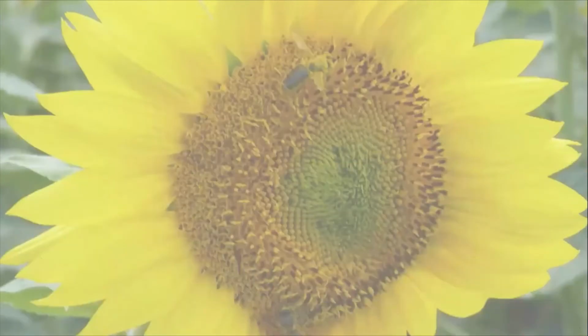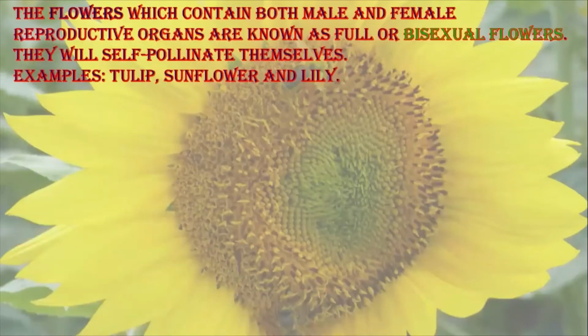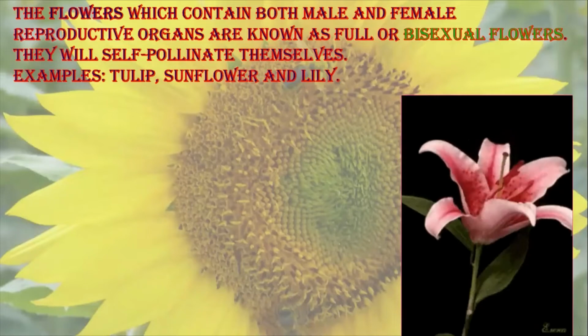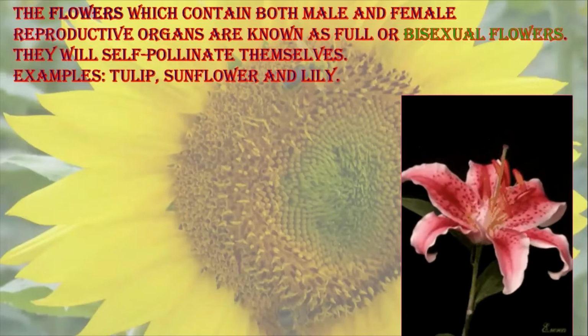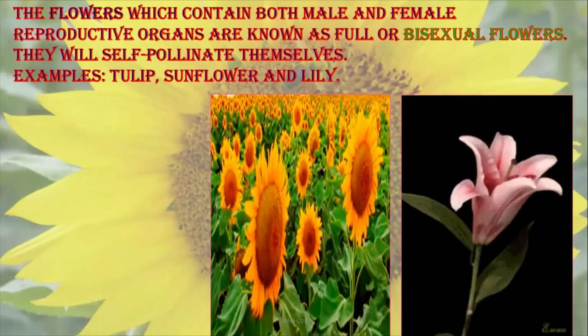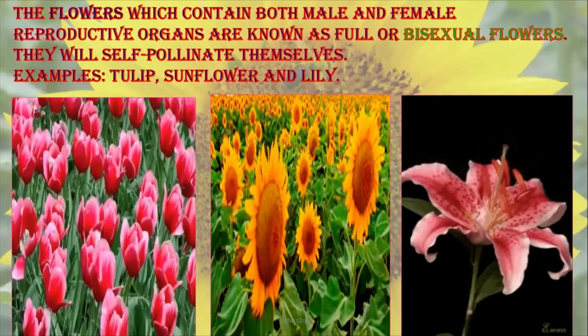On the basis of the presence of one or more reproductive parts, flowers may be classified as bisexual and monosexual. The flowers which contain both male and female reproductive organs are called bisexual. They are called complete flowers. For example, tulip, sunflower, and lily.